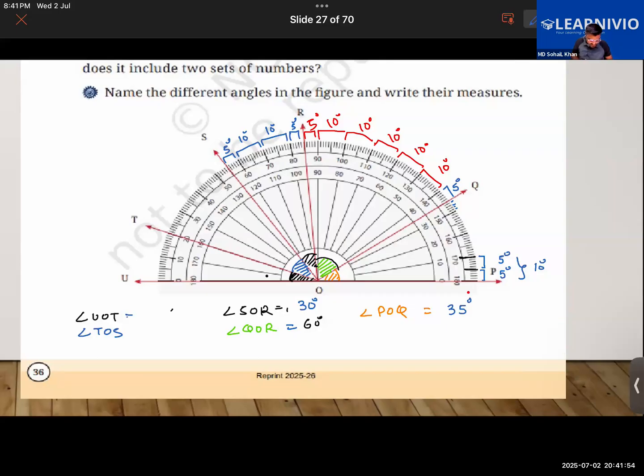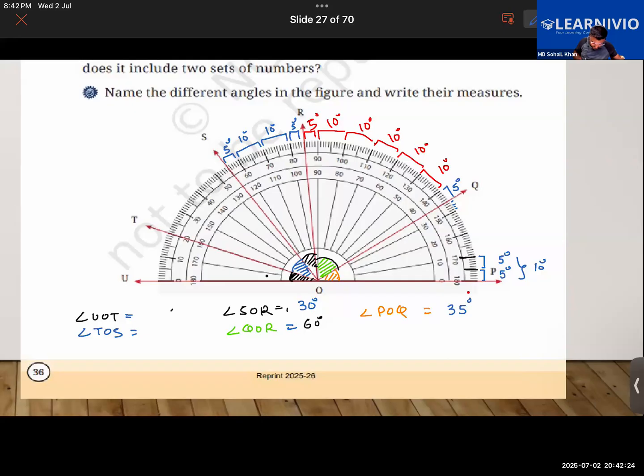Okay, the remaining ones tell me. Angle, you have UOT and TOS. 10, 20, 30, 35 degrees. That is 35 degrees. Let me recheck. 10, 20, 30. Yeah, 35. So we should tell 35. Exactly, that is 35 degree.